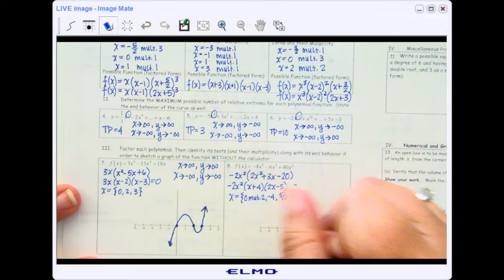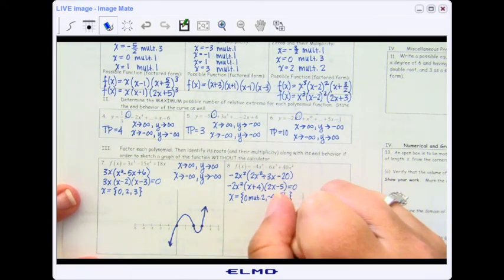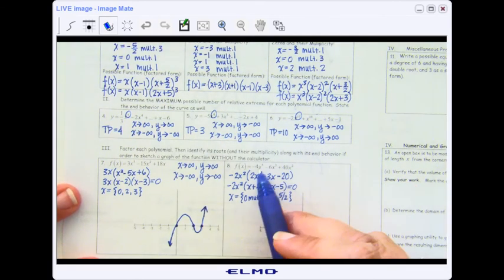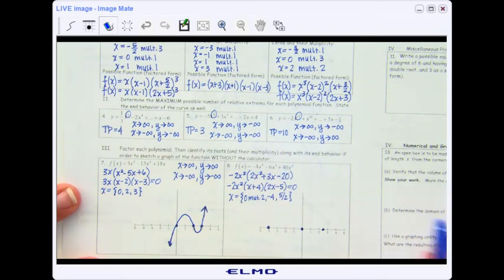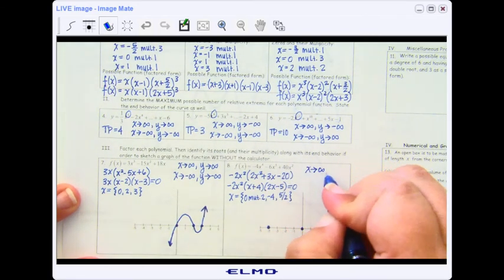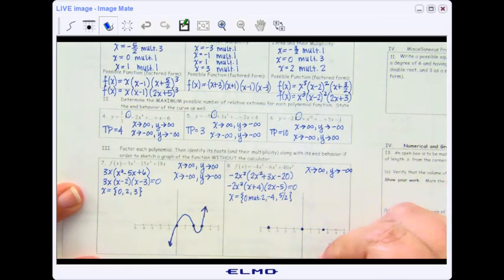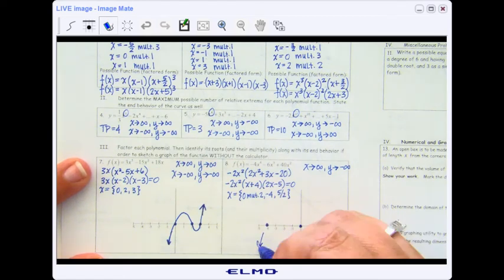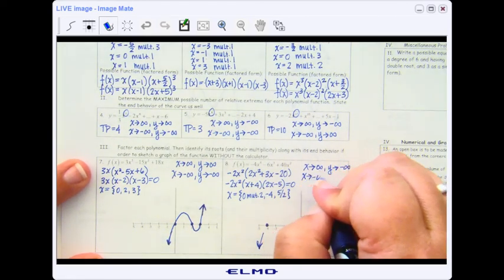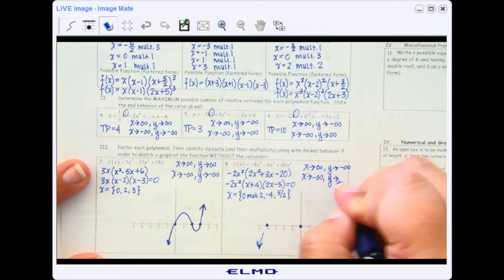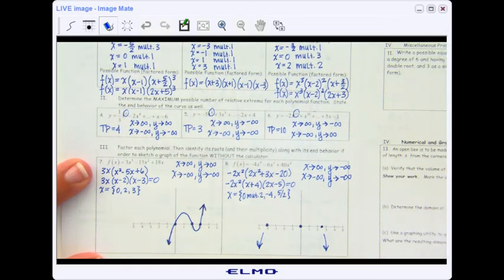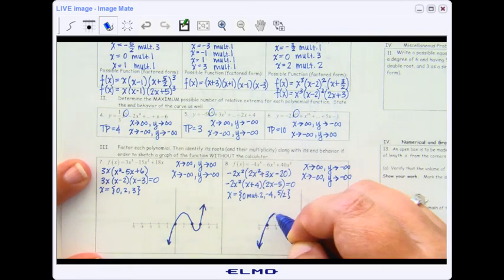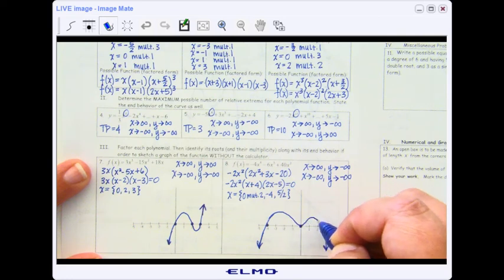So I'm at 0, negative 4, and 5 halves, which is 2.5. I'm an even degree negative polynomial. So that means as x gets big, my right-hand side has to go down. And because I'm even degree, that means my left-hand side has to go in the same direction. So as x goes to negative infinity, y goes to negative infinity as well. So I'm going to come up and cross. I'm going to come over and bounce and then come back down.